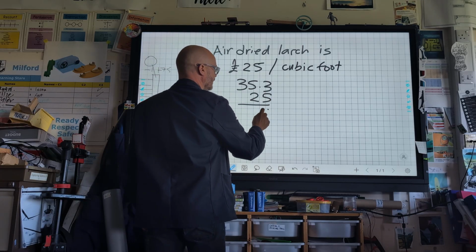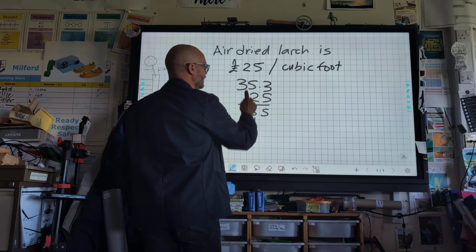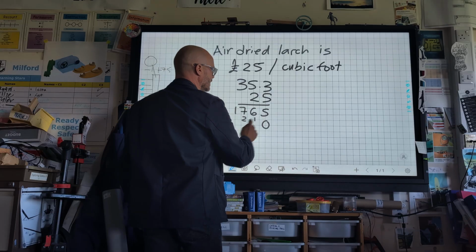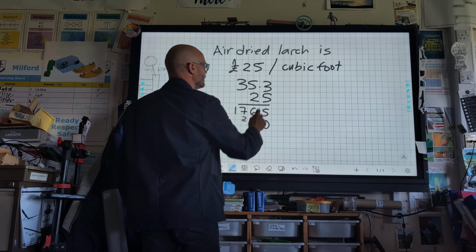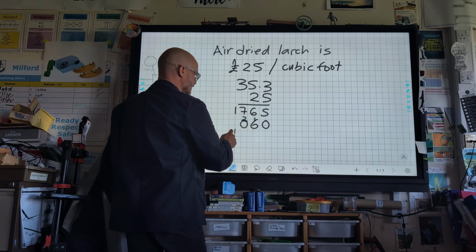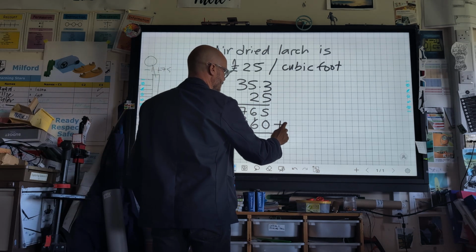So 3 5s are 15, 5 5s are 25, plus the 1 is 26. 3 5s are 15, 16, 17. Put the naught down. 2 3s are 6, 2 5s are 10, and 2 3s are 6, and the 1 is 7. So here is my price per meter cubed.